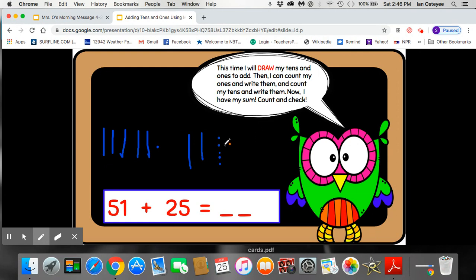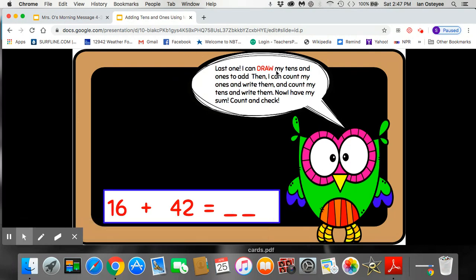1, 2, 3, 4, 5, 6. In all, I have 6 ones, and I'll put that in this ones place. And I'm going to count my tens. 1, 2, 3, 4, 5, 6, 7. I have 7 tens. So 51 plus 25 is 76, and I can count and check. 10, 20, 30, 40, 50, 60, 70, stop. 71, 72, 73, 74, 75, 76.